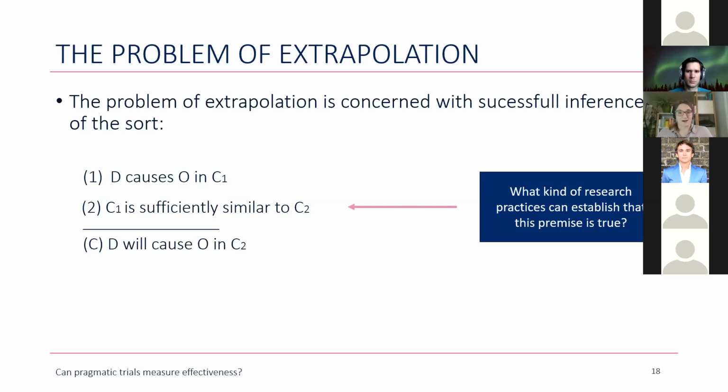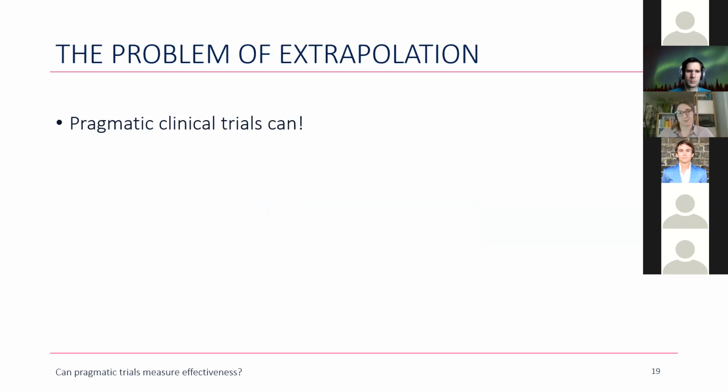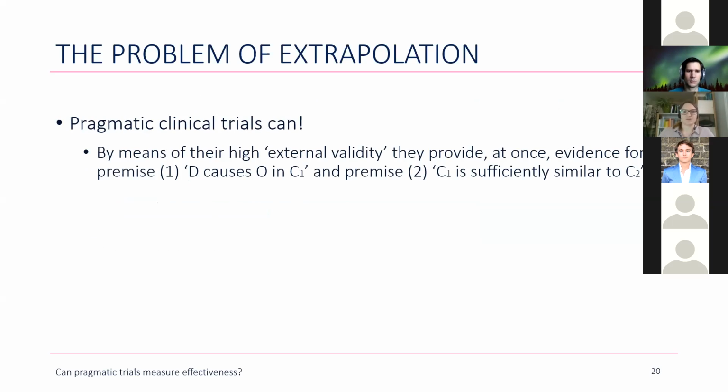And based on doubts like this, many people have discussed more promising strategies of how to establish that this second premise in fact holds. Now, the suggestion here would simply be to say pragmatic clinical trials can, namely by means of their high external validity, provide at once evidence for premise 1, that the drug causes some outcome in one context, and for premise 2, namely that this context is sufficiently similar to another context.